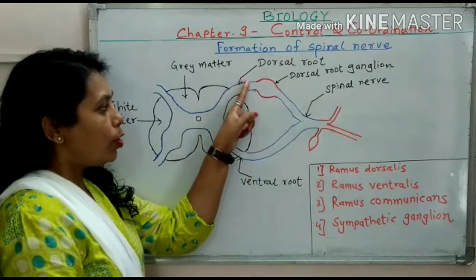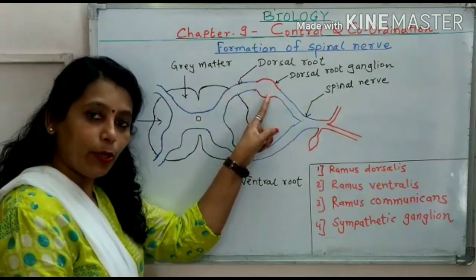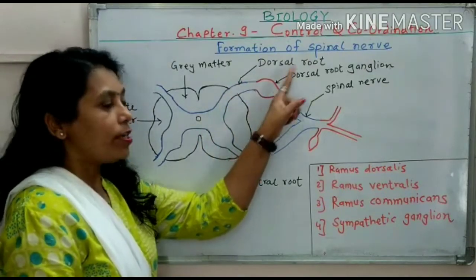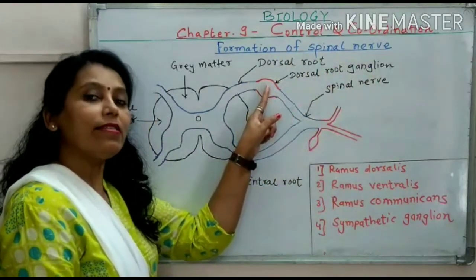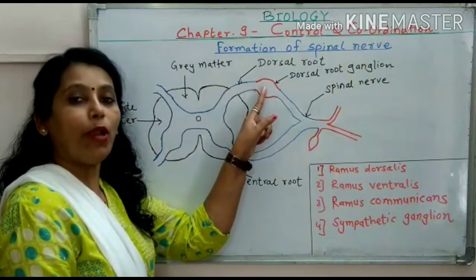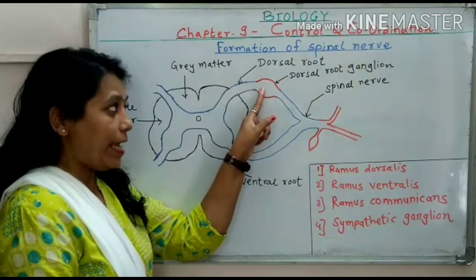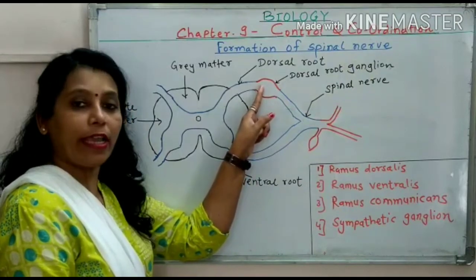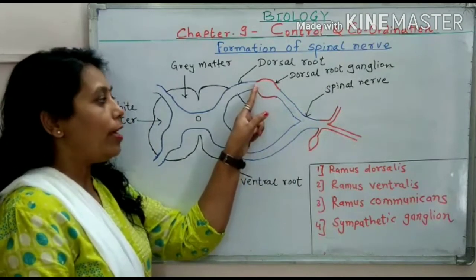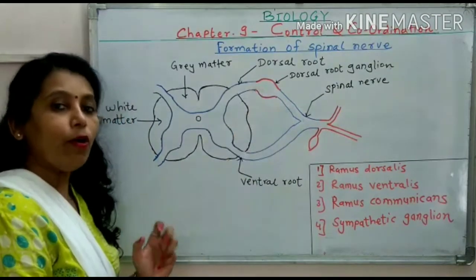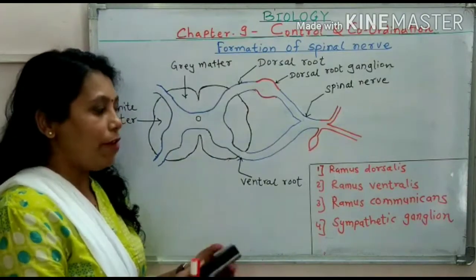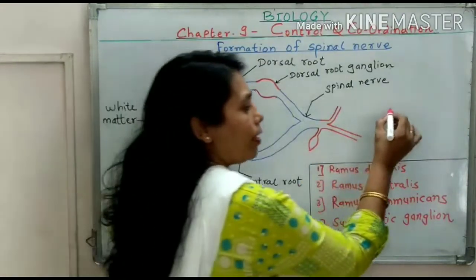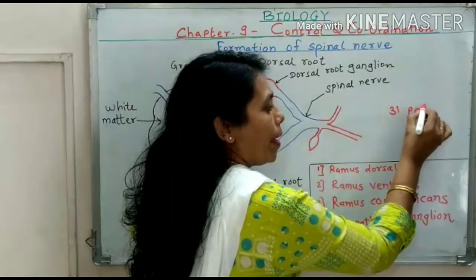This dorsal root consists of one ganglion called dorsal root ganglion. This dorsal root ganglion consists of unipolar neurons. Inside this ganglion, unipolar neuron is present. Now, we know that there are 31 pairs of spinal nerve. How many? 31 pairs.